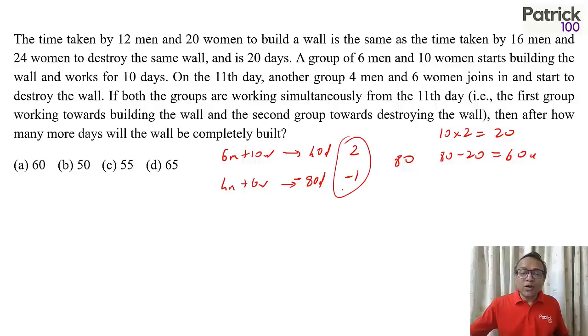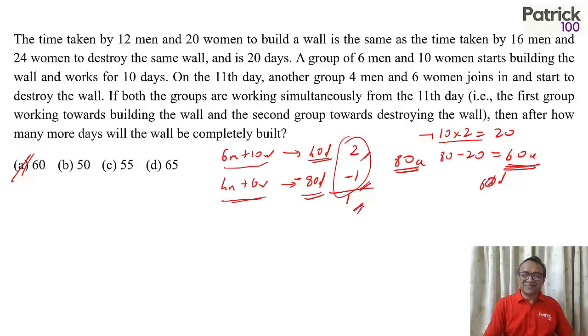Now both work together, that is 1 unit of work, so 1 unit of work per day. To complete 60 units of work, you will take 60 days. So you can directly mark 60. The LCM method is quite flexible. If you understand the LCM method, it's good. We have made a video for the LCM method, you can go through it. But yes, the LCM method does help.